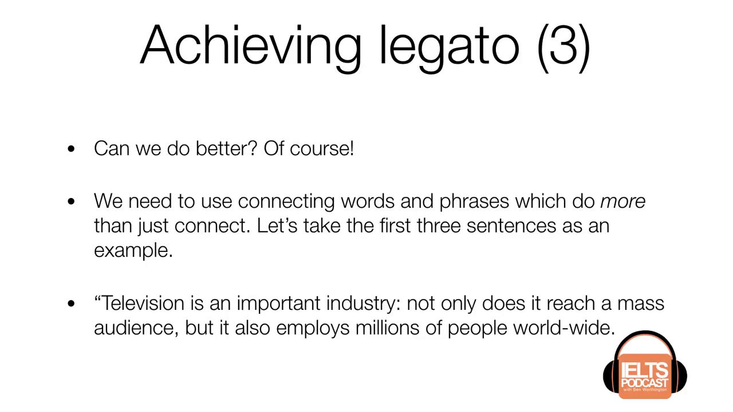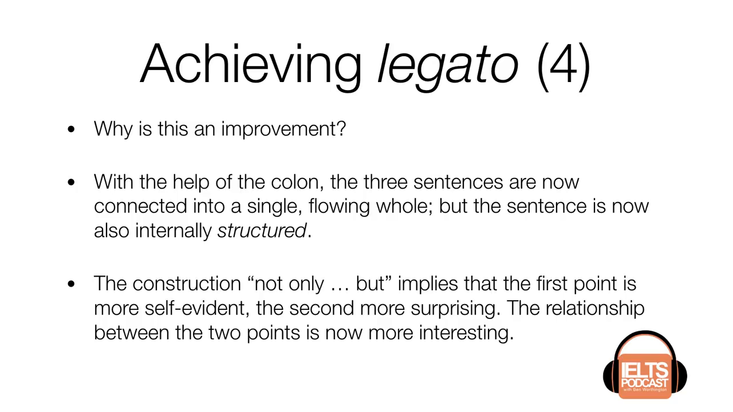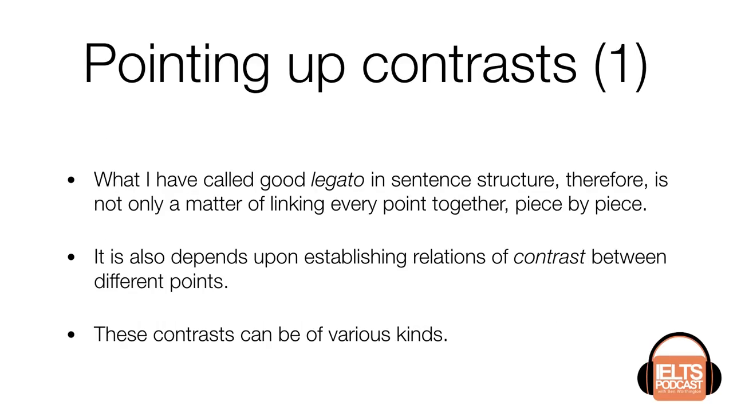Can you see? So it reaches a mass audience is important, and it's quite obvious, straightforward. But this extra point is that it employs millions of people worldwide. So you can see, that sentence has a good legato in sentence structure. Therefore, it's not only a matter of linking every point together piece by piece. It also depends upon establishing relations of contrast between different points.